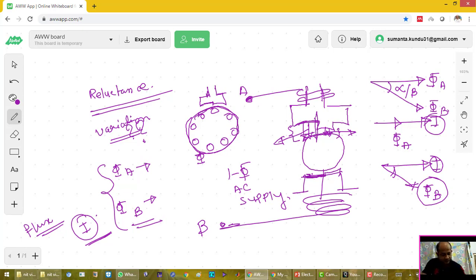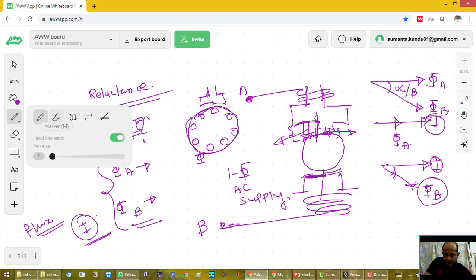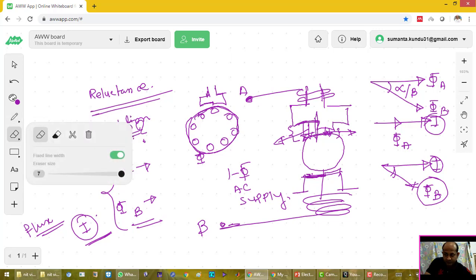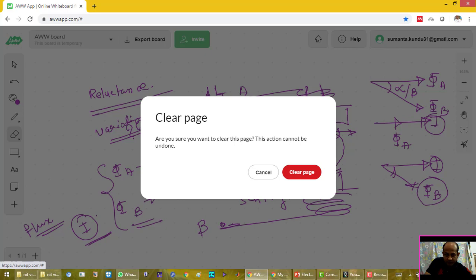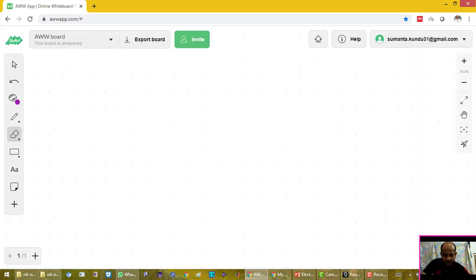Now for a detailed explanation of this motor, we will implement the transformer equivalent circuit concept. So suppose I have taken two cores here.